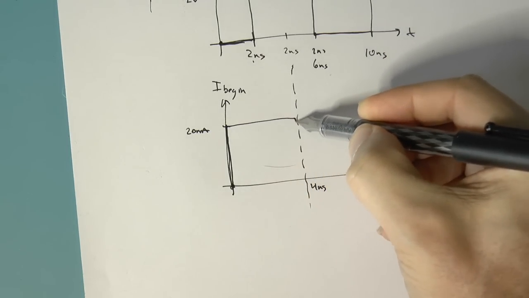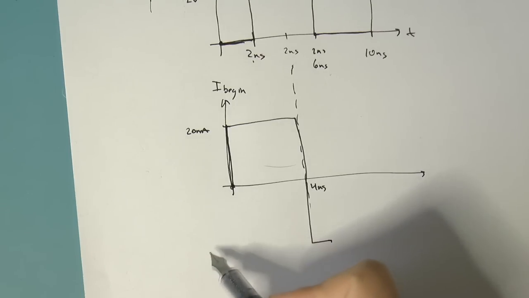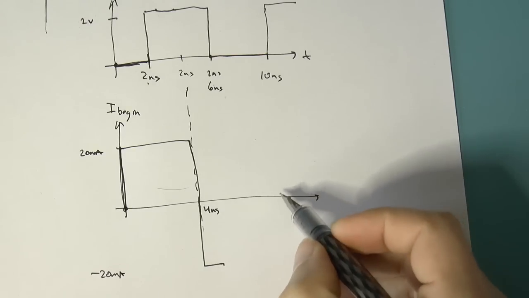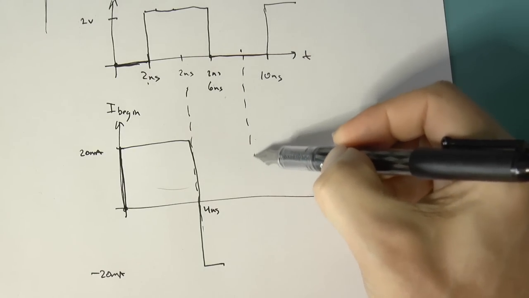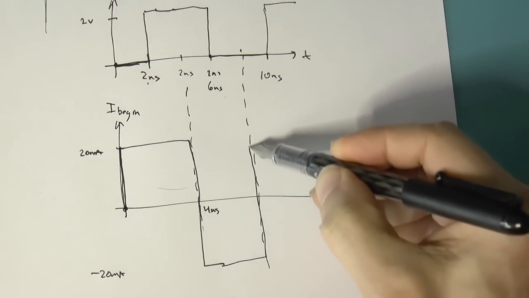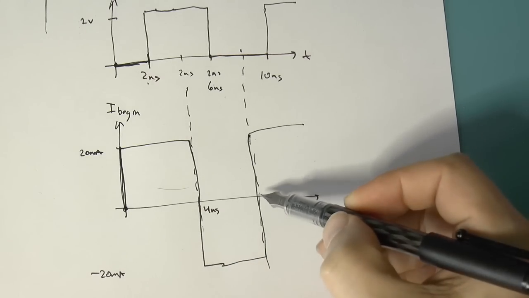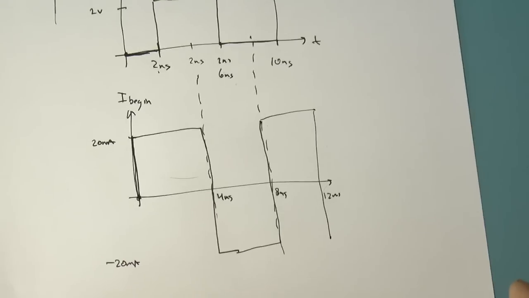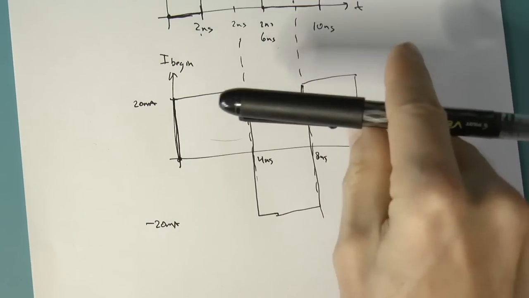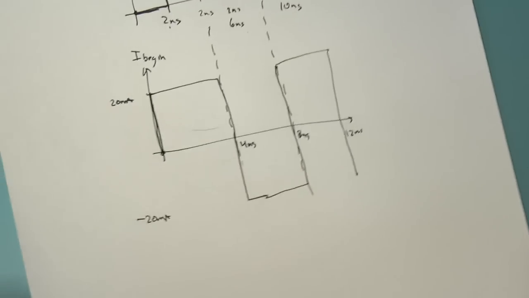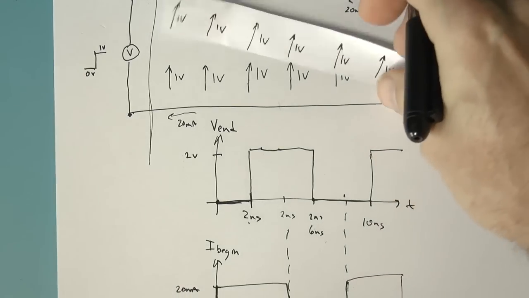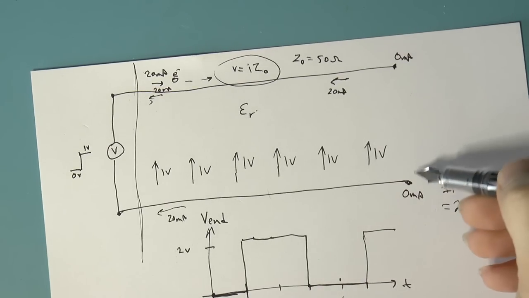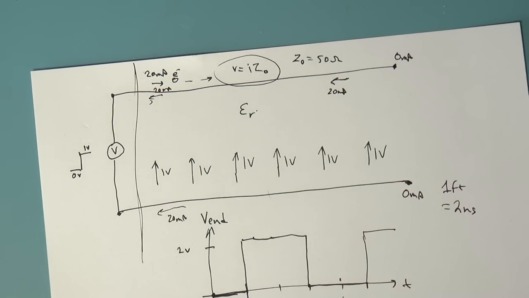At 4 nanoseconds it passes through zero and goes down to negative 20 milliamps. And the pattern will just repeat. So at 8 nanoseconds, which is here, we do this. And at 12 nanoseconds, we get this. So in other words, the current goes this way, then it goes this way, then this way, then this way, forever. So that's what happens with a transmission line that has the ends open-circuited.